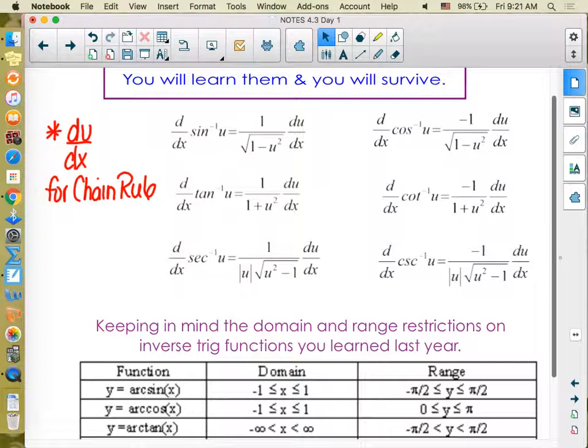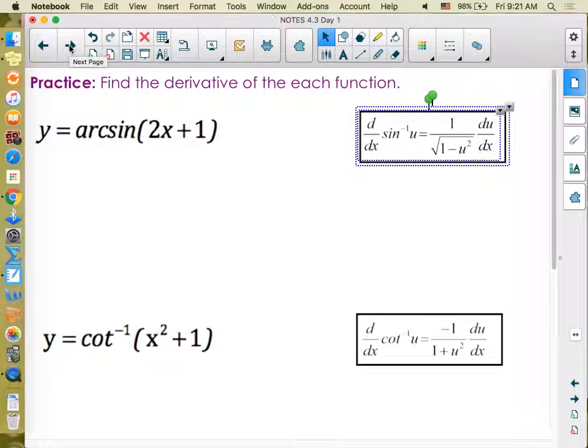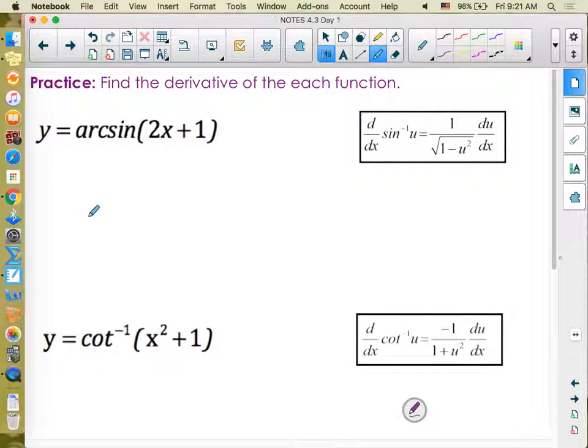I would keep that sheet of 6 handy as we do all these derivatives. I put up in the corner what the derivative is, but these are ones you're going to need to know, so you want to get working on thinking and finding a pattern to those. So you want to find the derivative of inverse sine of the quantity 2x plus 1, because this might model something that we need an acceleration or a velocity for.